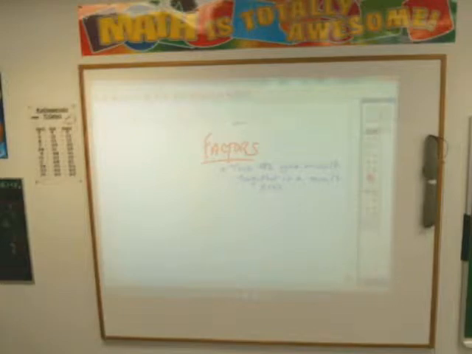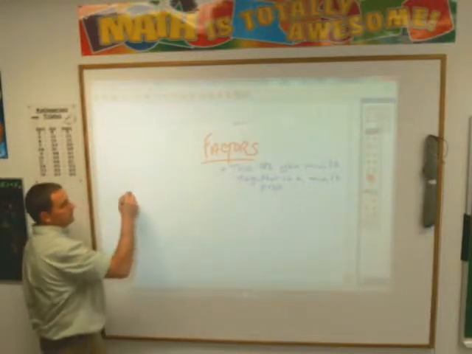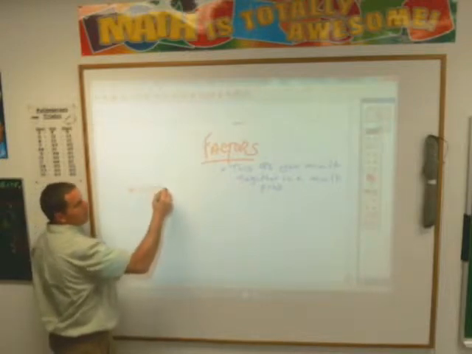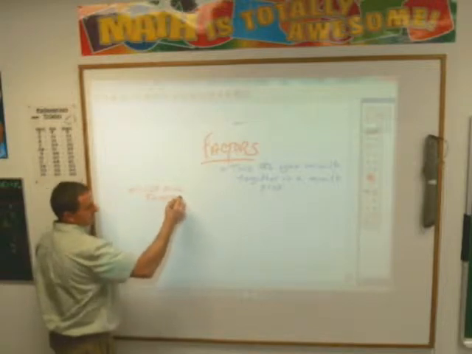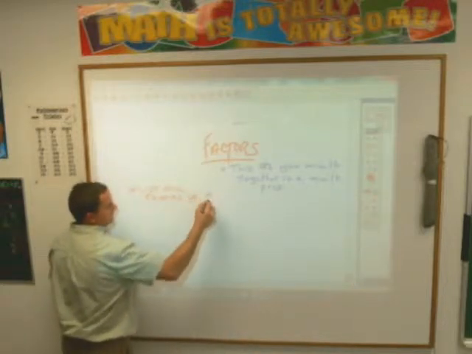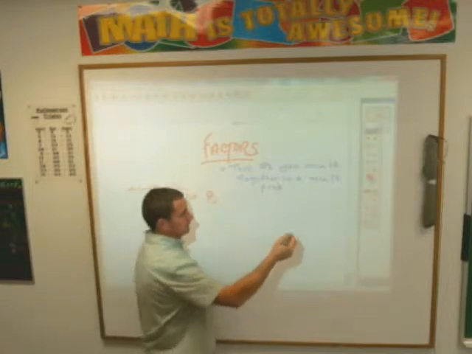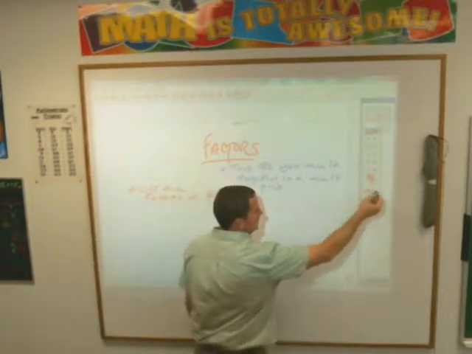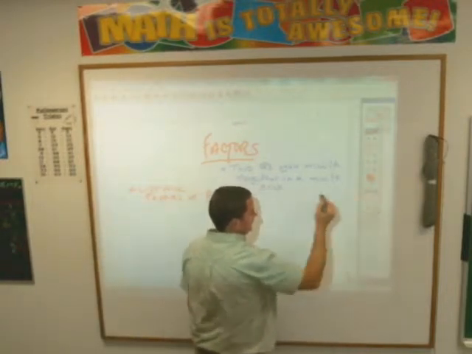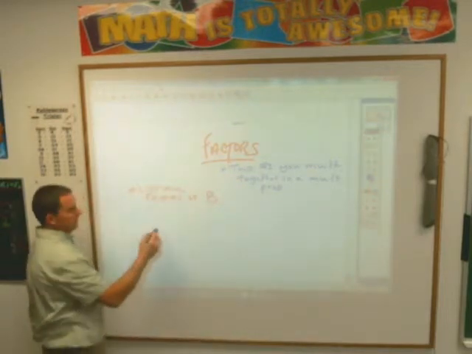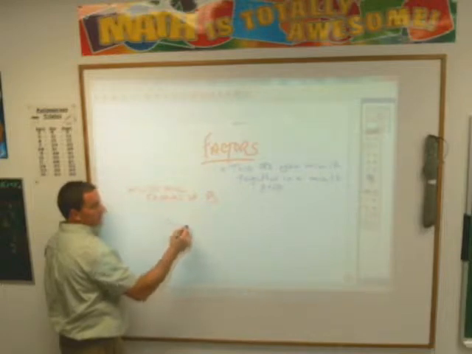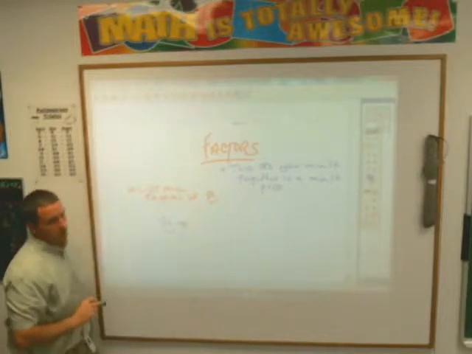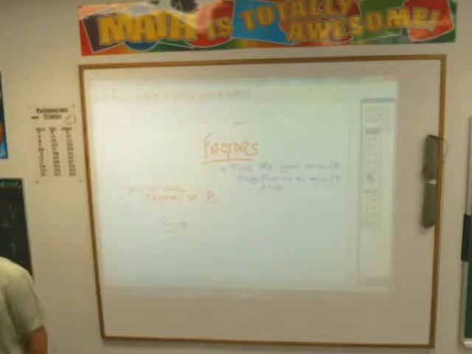And what the book is going to ask you to do is it will say, list all factors of, let's say, 8. And what you need to do when they ask you to do that on your paper is write the number 8. And then you need to write down all of the numbers that you could multiply to get the number 8.